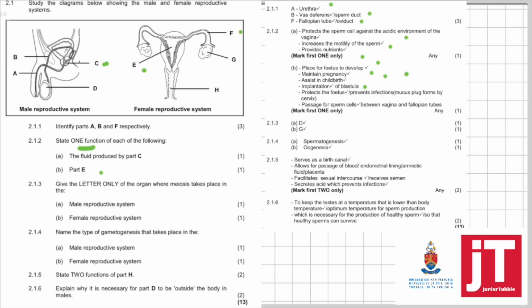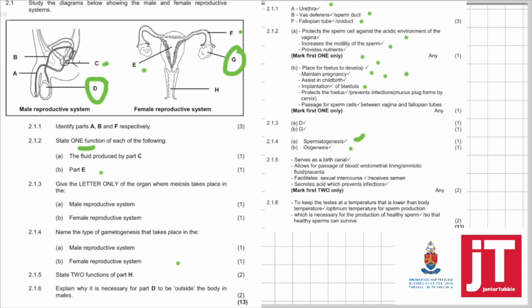213. Give the letter only of the organ where meiosis takes place. In the male reproductive system, that will be D, right? That's in the testes. And in the female reproductive system, that will be G, the ovary. 214. Name the type of gametogenesis that takes place in the male reproductive system. That we know. Spermatogenesis. In the female reproductive system, oogenesis.